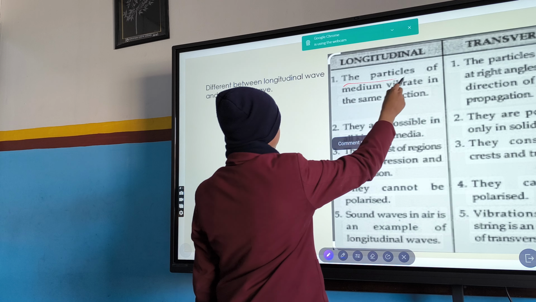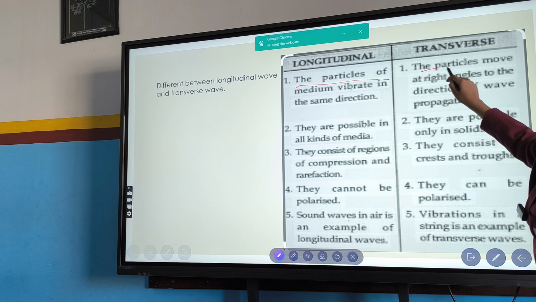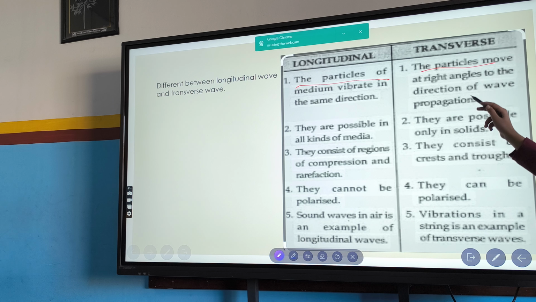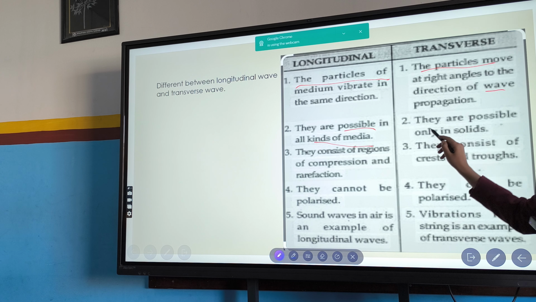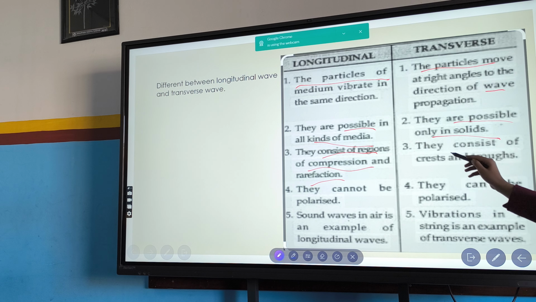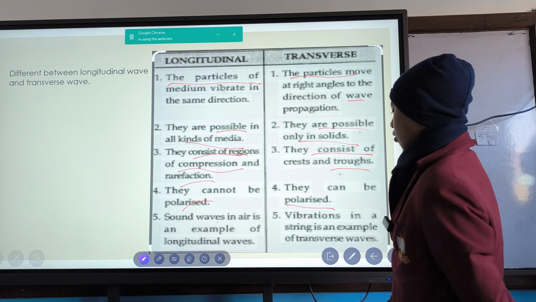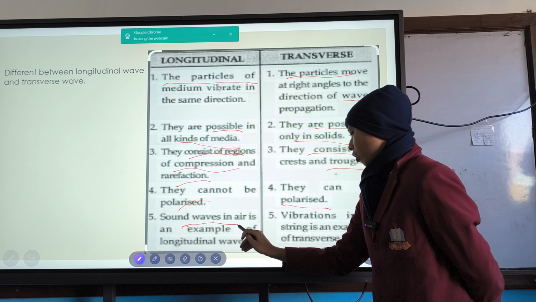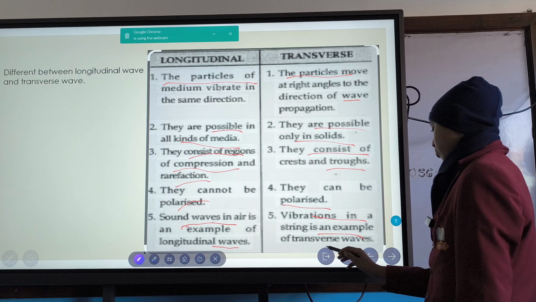In longitudinal waves, the particles of the medium vibrate in the same direction, and in transverse waves the particles move at right angles to the direction of wave propagation. Longitudinal waves are possible in all kinds of media. Transverse waves are possible only in solids. Longitudinal waves consist of regions of compression and rarefaction. Transverse waves consist of crests and troughs. Transverse waves can be polarized, while longitudinal waves cannot be polarized. Sound waves in air are an example of longitudinal wave, and vibration of a string is an example of transverse wave.